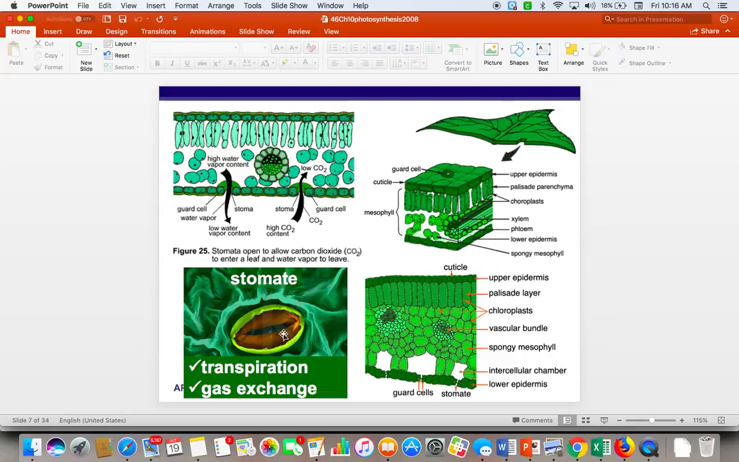This is what a stomate looks like. So the oxygen that is released by the plant goes through this little structure, kind of looks like an eyeball, and the carbon dioxide comes in through the same structure. So this is a cross section of a leaf, and here's the stomata down here on the bottom, okay?